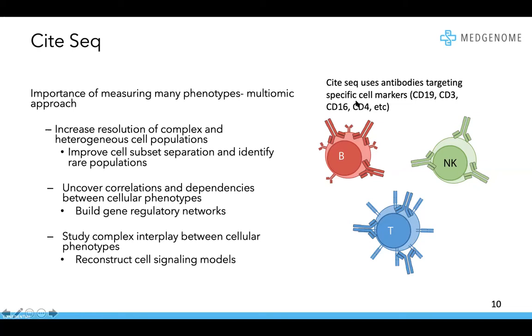CITE-seq uses antibodies in this little cartoon, which target specific cell markers. So some examples I listed here, immune cell markers are CD19, CD3, CD16. These antibodies, which I'll go over in a second, have an oligonucleotide conjugate, which has a barcode attached to it. And from this data, you're learning more about the different cells in your sample. So the key takeaway here is that CITE-seq uses antibodies that target specific cell markers.